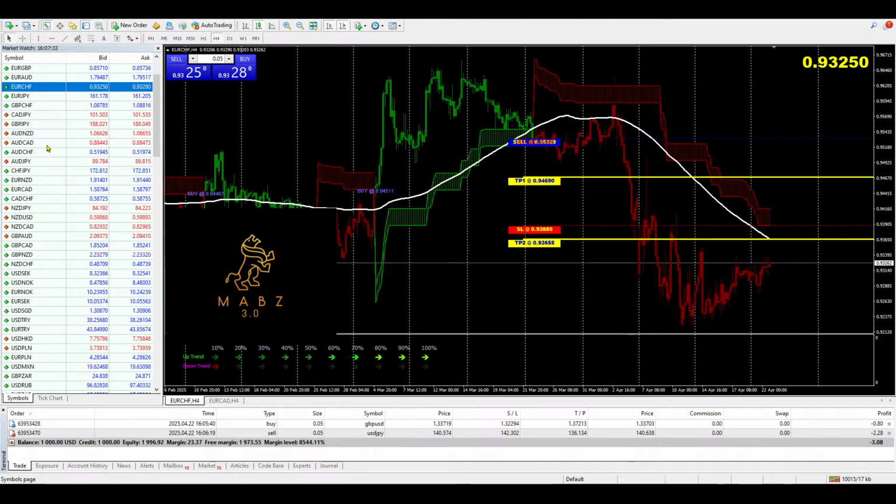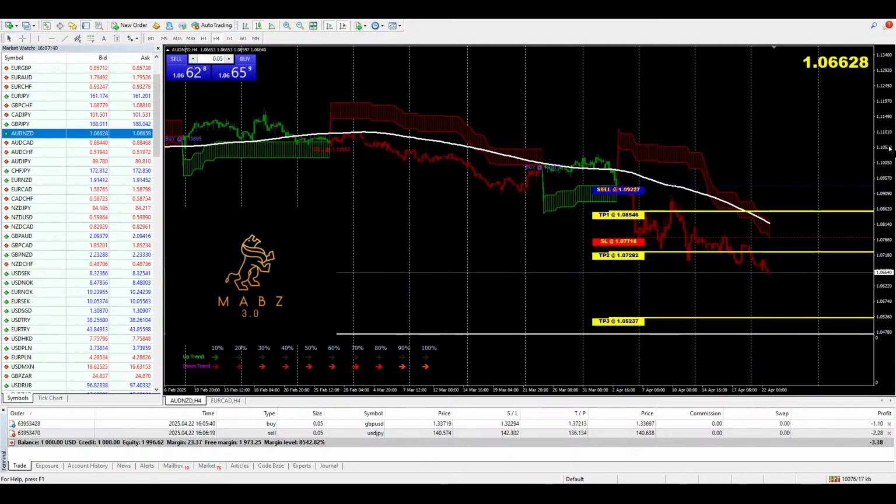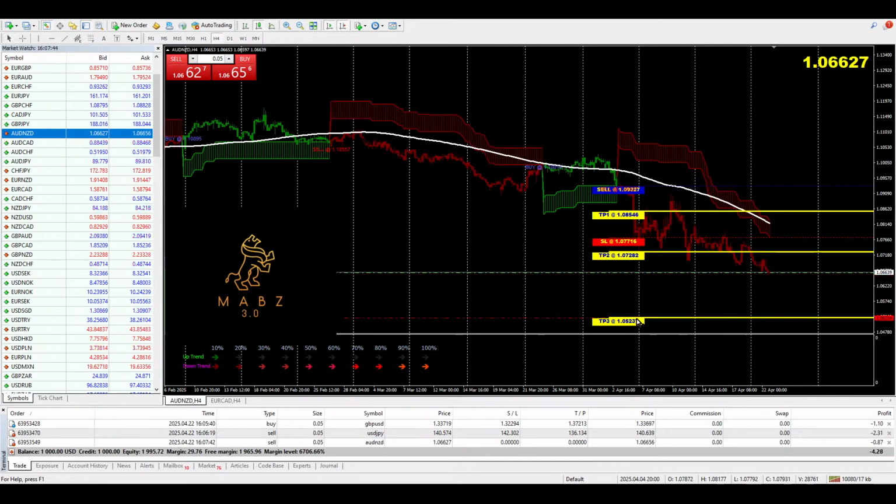Okay, let's look at the AUD pairs just for interest's sake. AUD NZD, that's a sell right there. I'm gonna sell this to TP3. AUD NZD is giving the same setup as USD JPY.